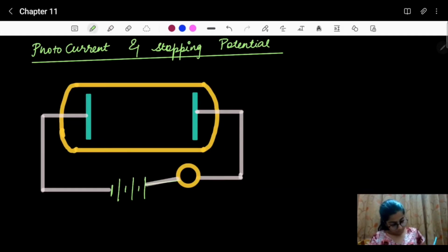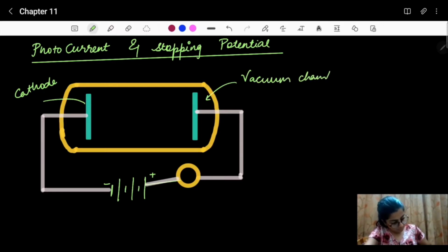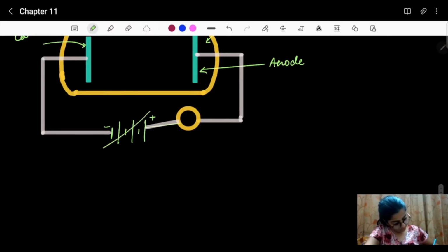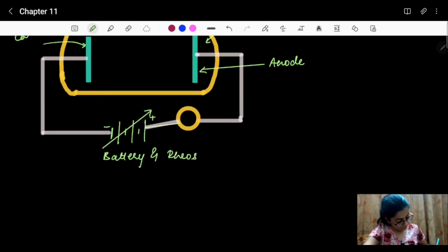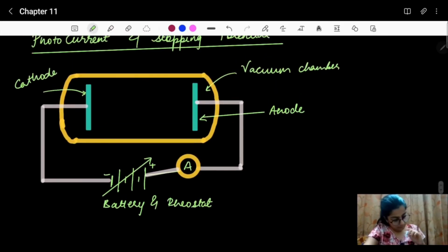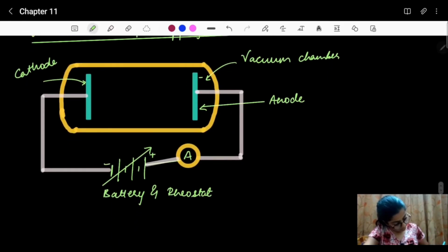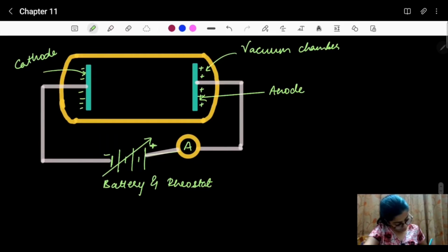Okay, so this is the cathode. Here there is the negative terminal, here there is the positive terminal. This is a vacuum chamber, and this is the anode. And this is a battery and rheostat, so you can alter the voltage. Here there is an emitter. This is positive and here there is negative.